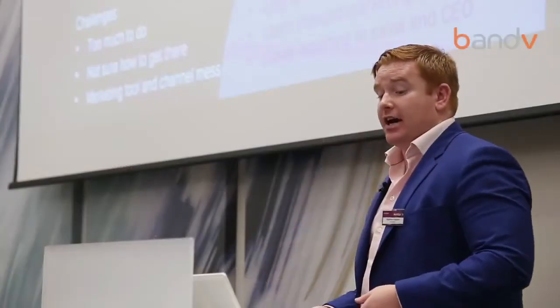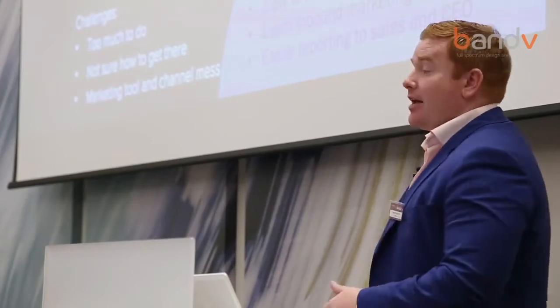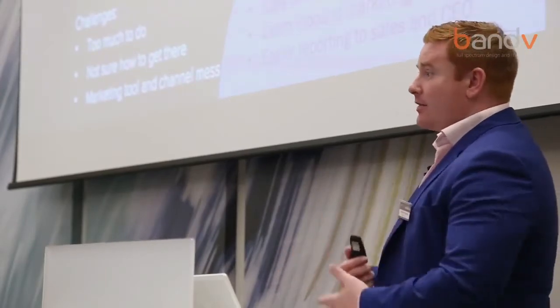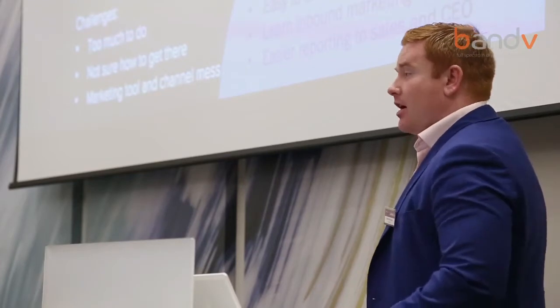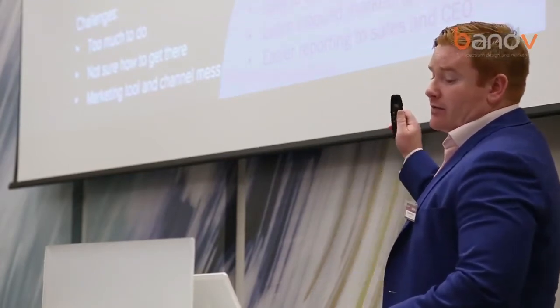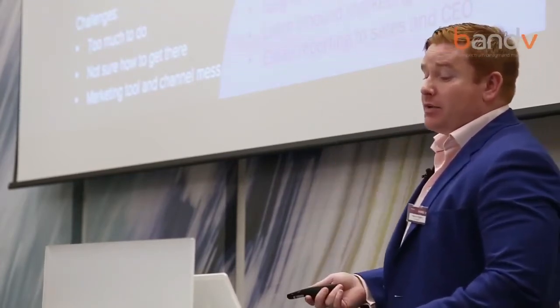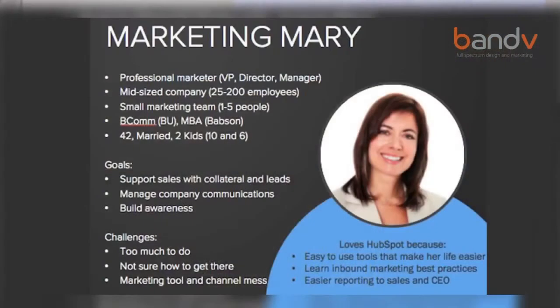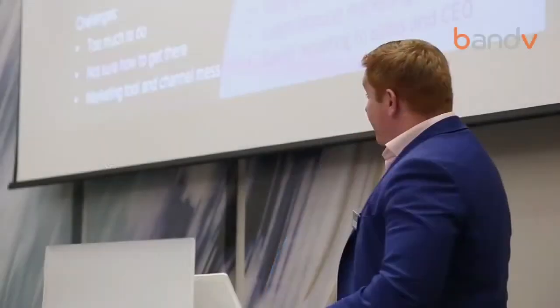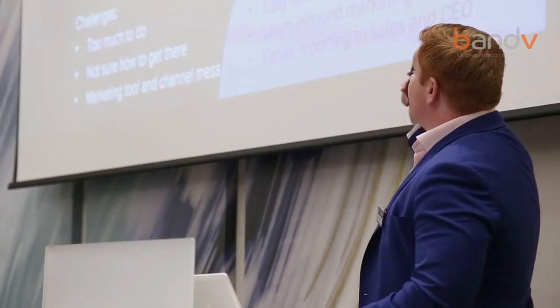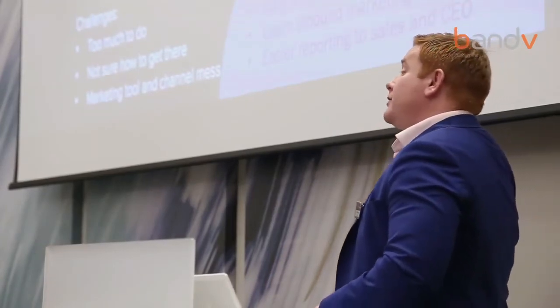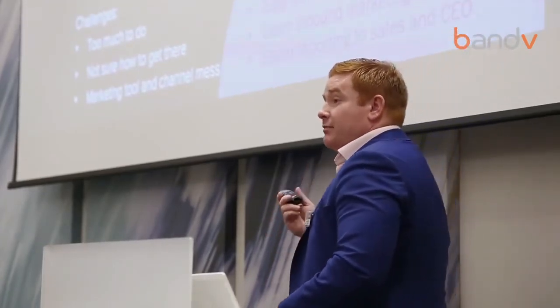The sort of goals that she has then. So to support sales with collateral needs, again, thinking of content. What sort of consideration content can we put in place in order to do this for Mary? Manage company communications, build awareness, and the challenges. And for me, as I already said, this is the most important thing. You should be able to come up with 50 to 100 challenges that a Marketing Mary has. And if you can't, you do not understand the people that you're selling to. And if you do not understand the people that you're selling to, you cannot sell to them.